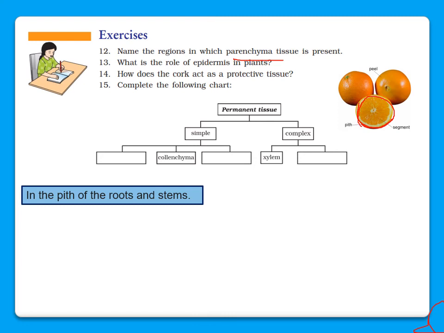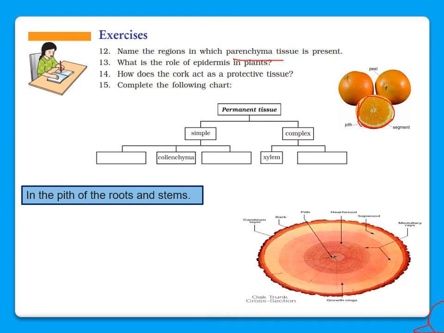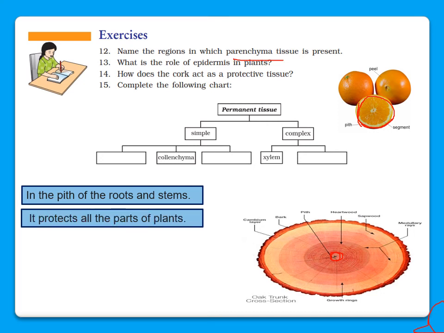And if I talk about the stem, here you will find the pith. The central soft part of the stem is known as pith. So here you will find parenchyma. This is the answer of the question. What is the role of epidermis in the plant? Actually, epidermis protects all the parts of the plant. The next question is: how does the cork act as protective tissue?